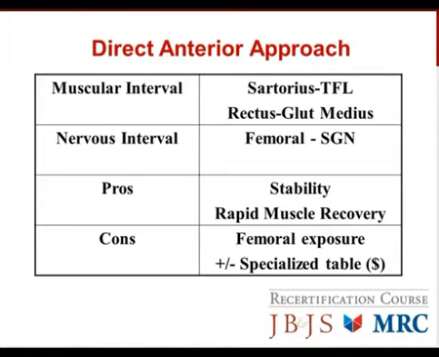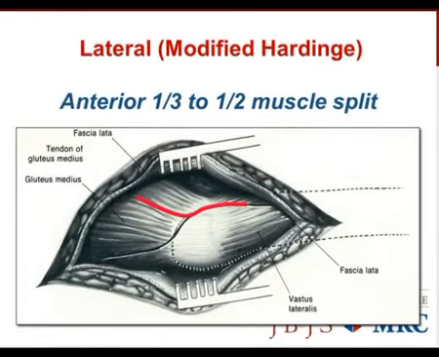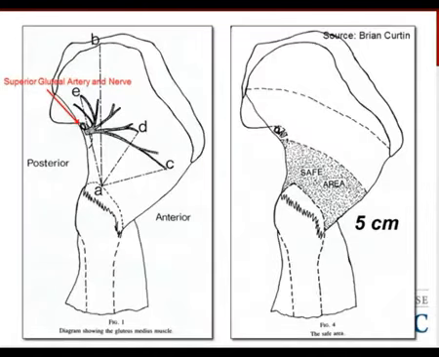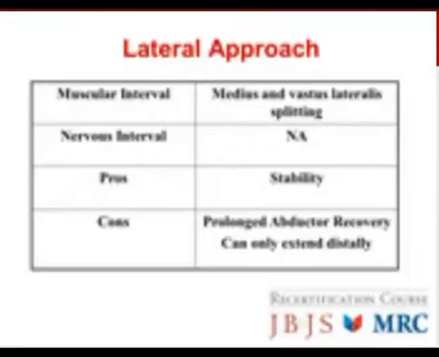Certainly stability is a pro of the direct anterior approach, as it is with all anterior approaches, as well as rapid muscle recovery. The downside, of course, again, is the challenging femoral exposure and the possibility of needing a special table. The lateral approach, or the direct lateral or modified Hardinge approach, as depicted here, involves splitting the gluteus medius between the anterior 1/3 and the posterior 1/3. Now, superior exposure can be difficult. Superior extension past 5 centimeters outside of the so-called safe area puts the superior gluteal artery and nerve at risk, as is depicted in this slide.